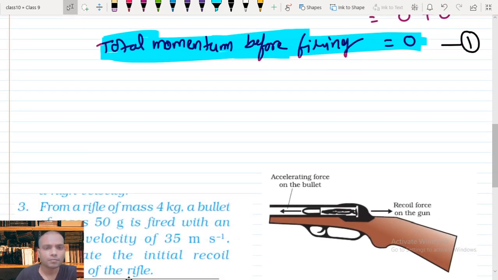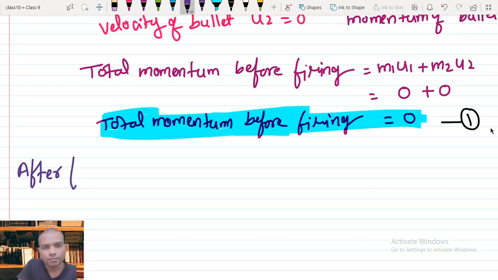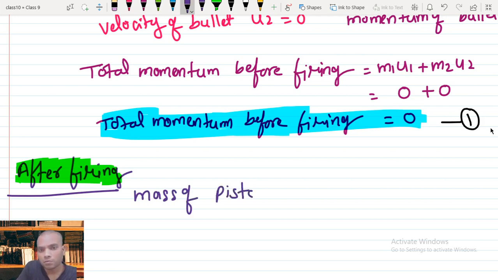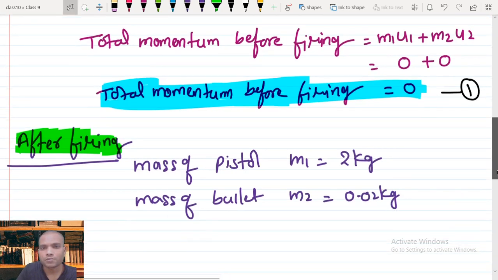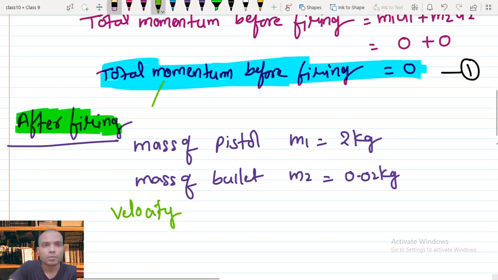After firing, mass of the pistol, which is m1 equal to 2 kg, and mass of the bullet, m2, which is also equal to 0.02 kg, and velocity. So let me write the velocity of the pistol.